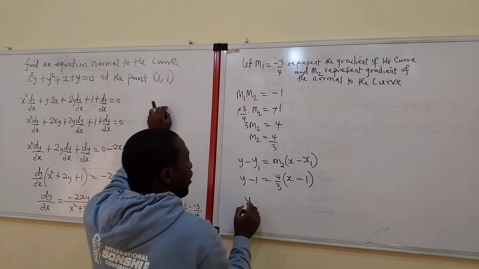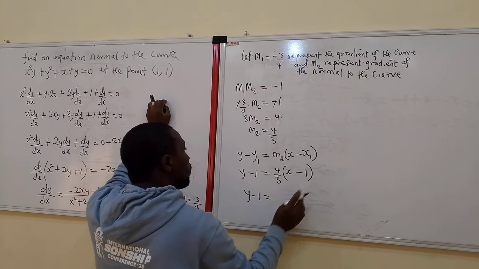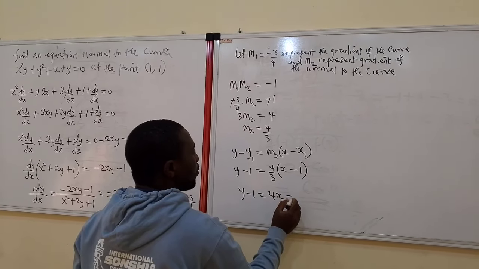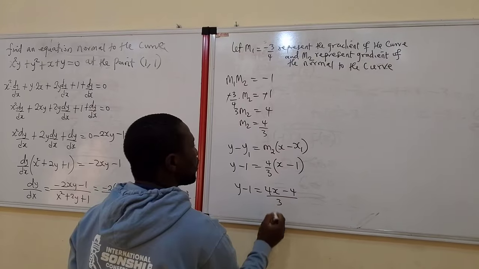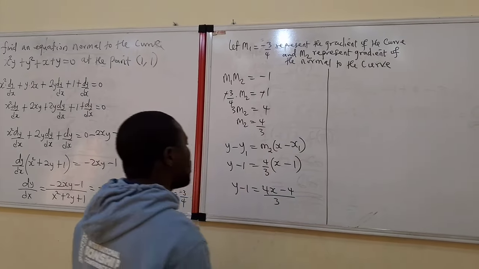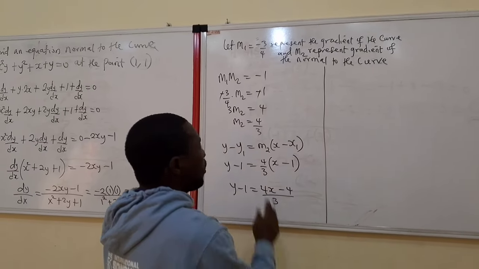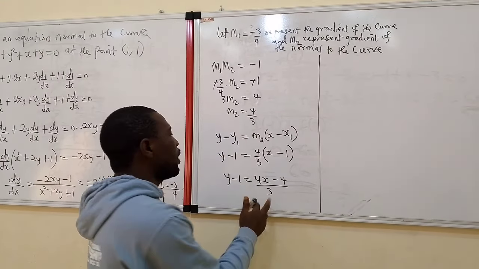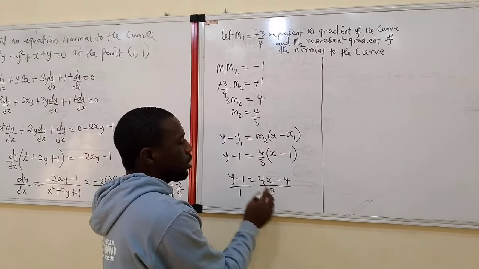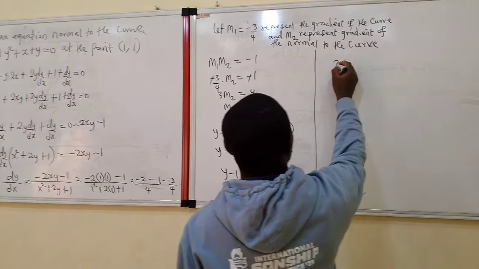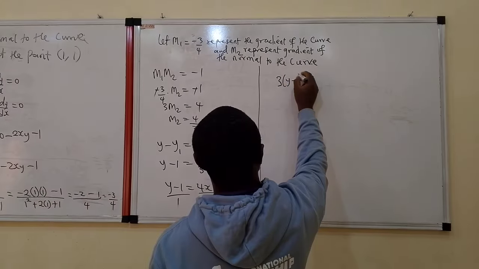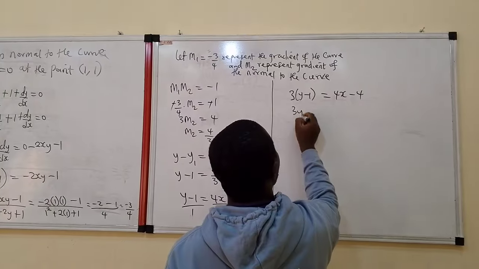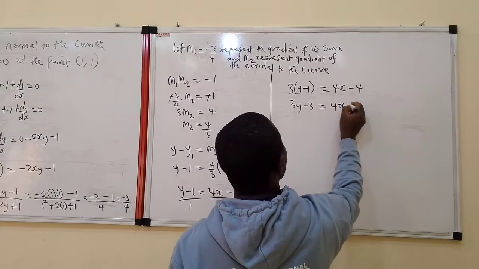So I have y minus 1 equals, I open the bracket, and that gives me 4x minus 4 over 3. Then the next thing is I cross multiply. So if I cross multiply, I have 3 into y minus 1 is equal to 4x minus 4. 3y minus 3 equals 4x minus 4.